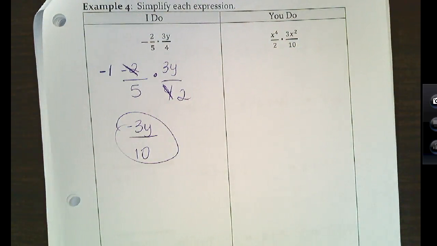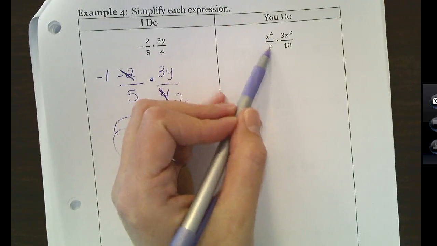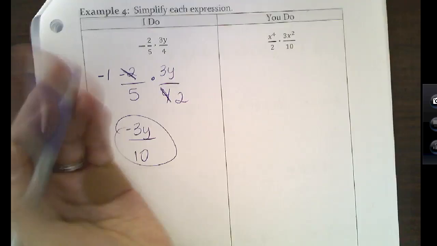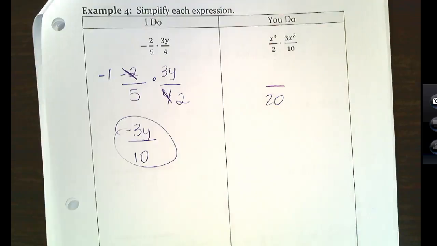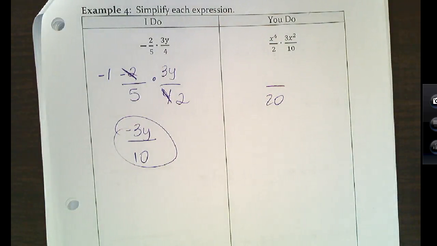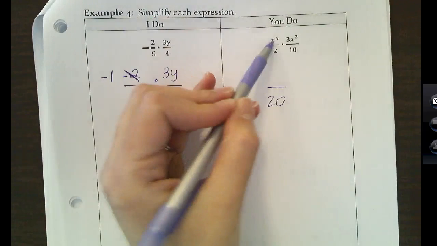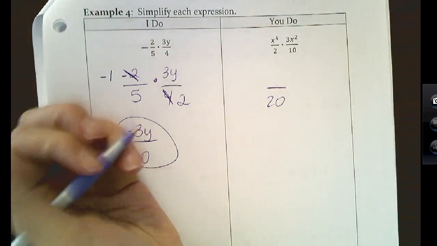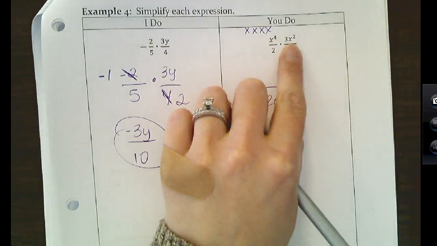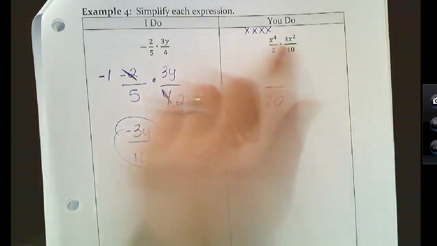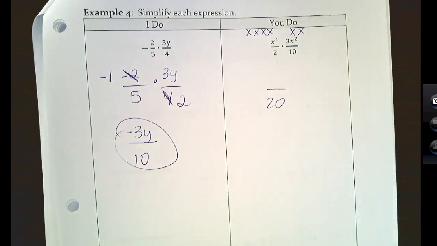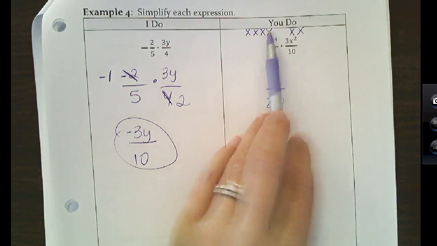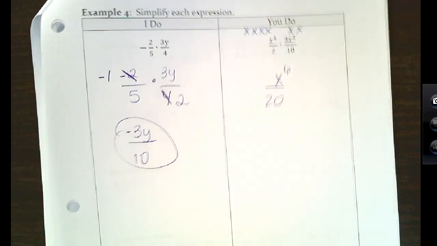All right. For this next one, the denominator looks pretty easy to do. What's 2 times 10? 20. Good. In our numerator, we have to remember our rules for what to do with a power. If I have x to the 4th power, how many x's do I have? 4. If I have x to the 2nd power, how many x's do I have? 2. So how many do I have altogether? Close. 1, 2, 3, 4, 5, 6. So we're going to write that as x to the 6th power.